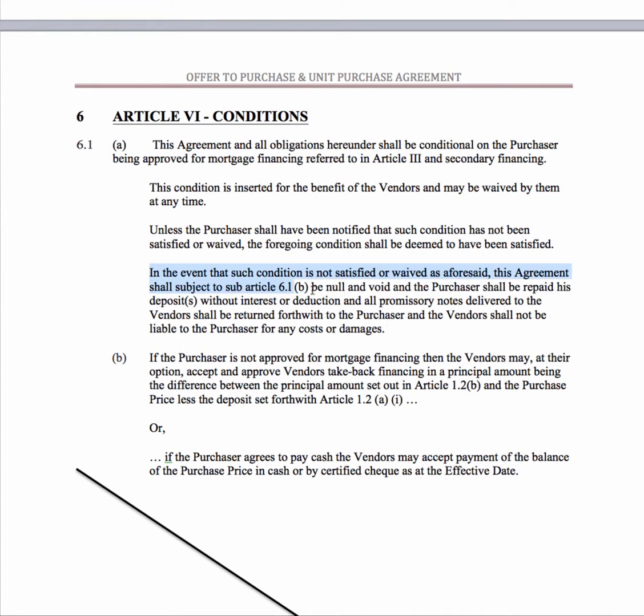In the event such condition is not satisfied or waived, as aforesaid, this agreement shall, subject to Article 6.1, be null and void, and the purchaser shall be repaid the deposit without interest or deduction, and all promissory notes delivered to the vendor shall be returned forthwith to the purchaser, and the vendor shall not be liable to the purchaser for any cost or damage. So basically, if you don't qualify for a mortgage after we tried everything, the transaction is null and void, and we will refund your deposit in full.